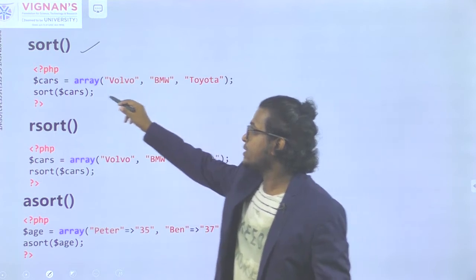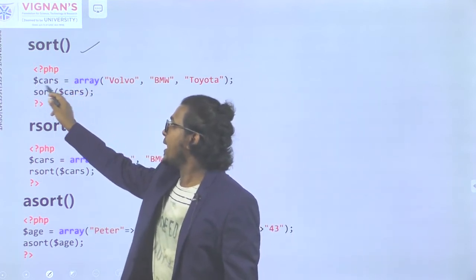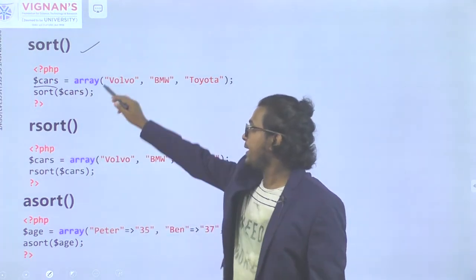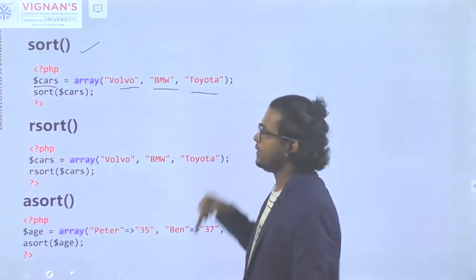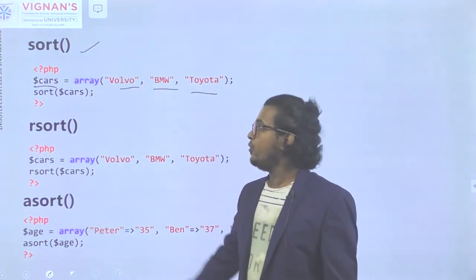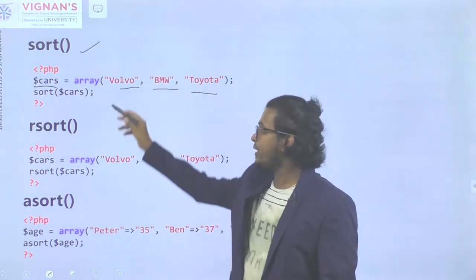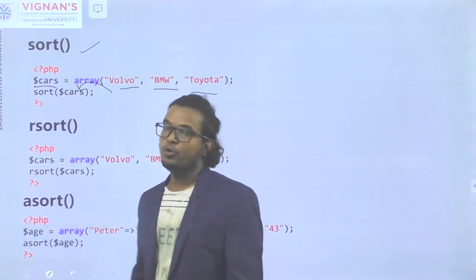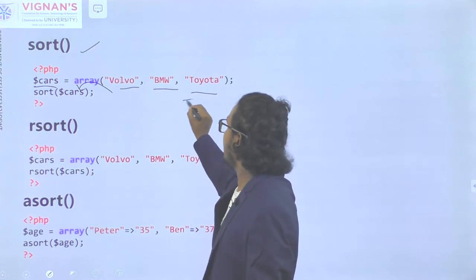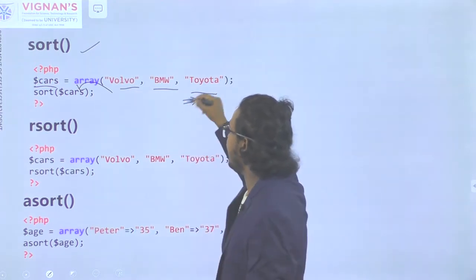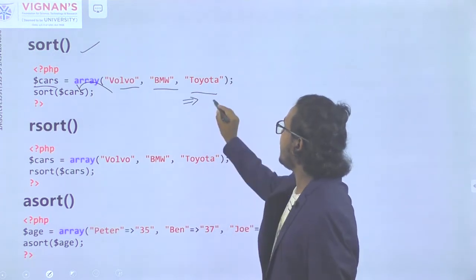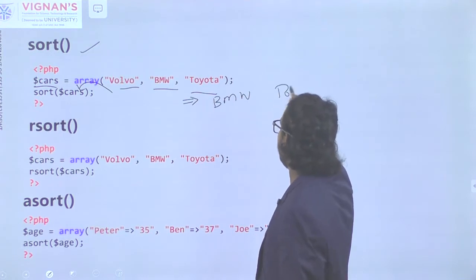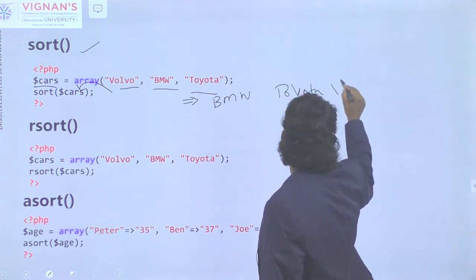So what is the structure, how to write this PHP code? $cars equals, first you define your array equal to Volvo, BMW and Toyota. After that you use your sort function. In the sort function you pass your array here, and the output will print all elements in ascending order. What is the first element it will print? First it will print BMW. What is the next one? It will print Toyota, and next one is Volvo.